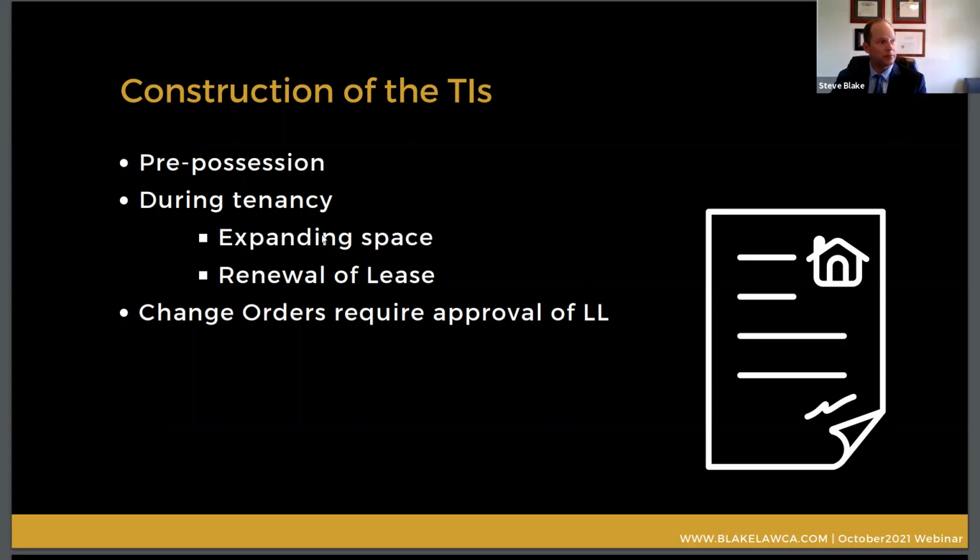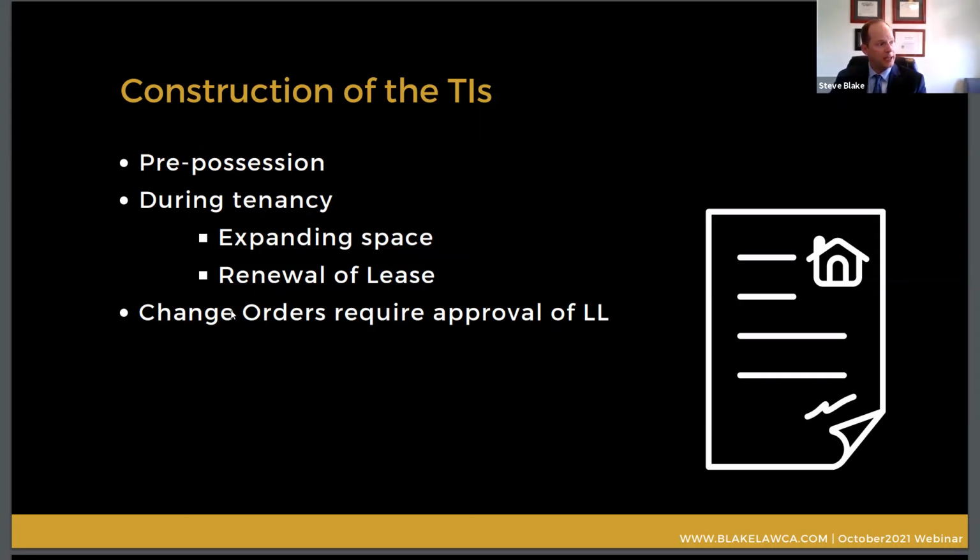Sometimes tenant improvements will be negotiated during an existing lease. For example, if the tenant wants to expand its space, the suite next to the tenant's opened up for some reason, 2 years into their lease, and they want to take over that space, maybe they'll be able to negotiate some tenant improvements as to that space. Or if the tenant's renewing the lease, sometimes they'll try to negotiate improvements at that time as well.